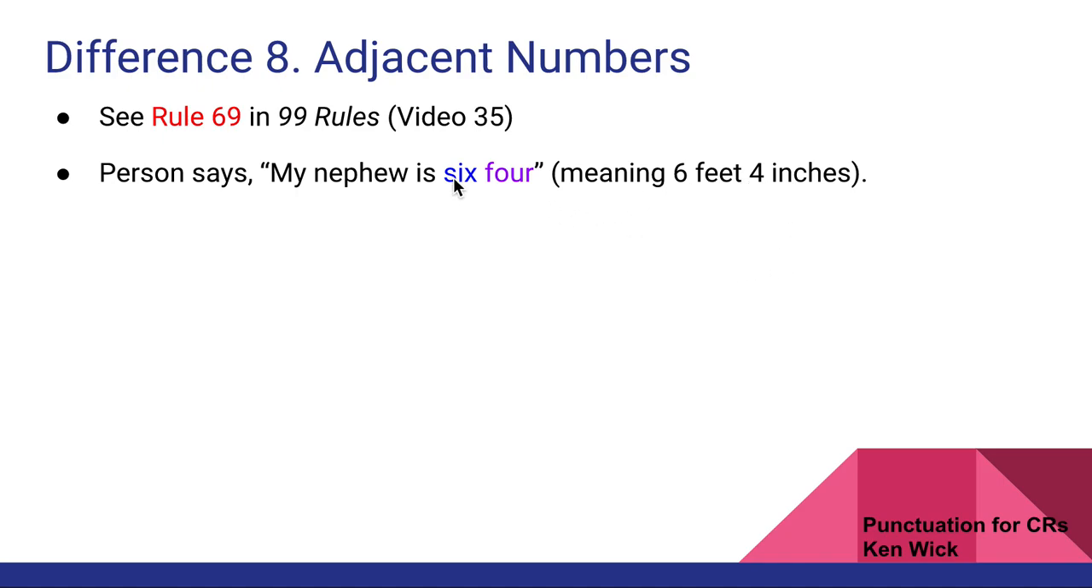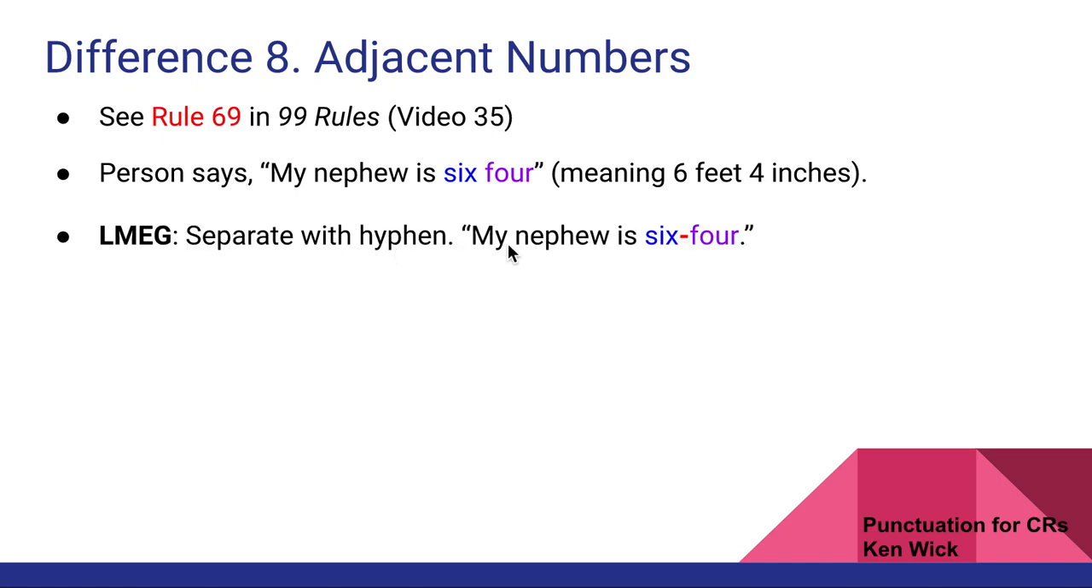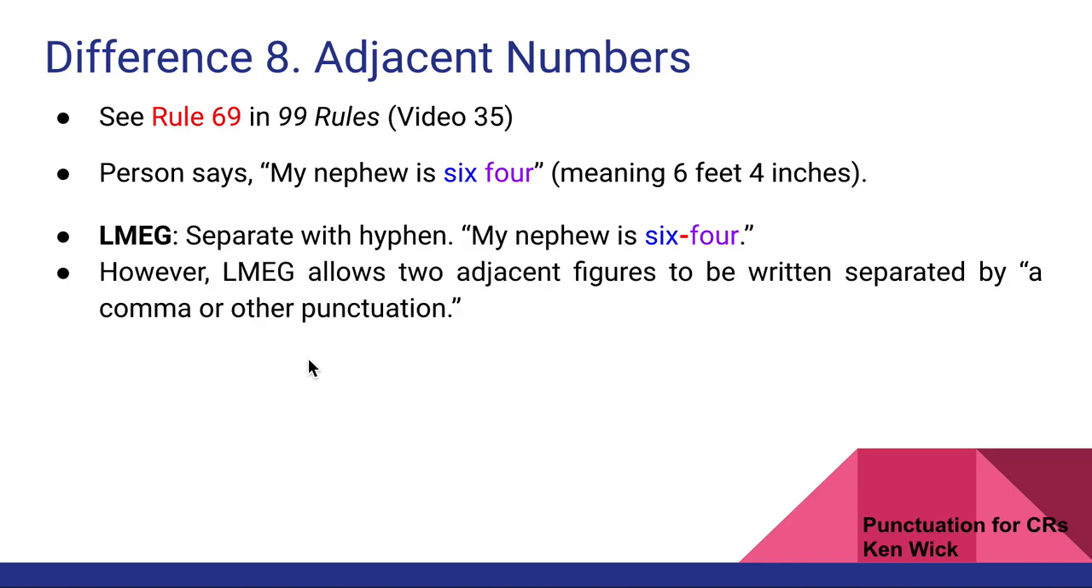So how do you punctuate this? Do you just leave a space, put a comma, put a hyphen, put a dash? So LMEG, separate with a hyphen. My nephew is 6-4. However, LMEG allows 2 adjacent figures to be written separated by, quote, a comma or other punctuation. So I guess technically you could put, besides a hyphen here, you could put a different punctuation mark. But it's basically saying a punctuation mark needs to be here.